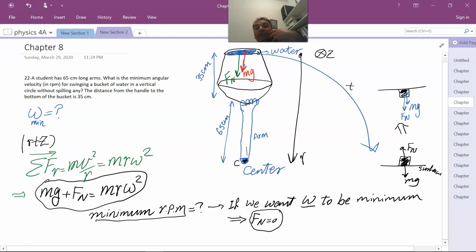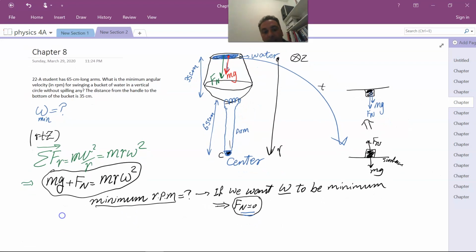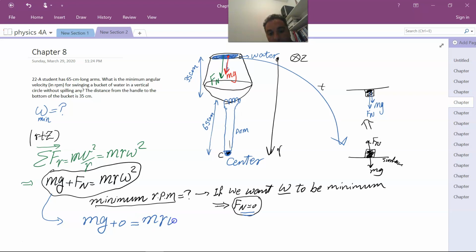So we want to ignore that. We want to delete that force, because Fn pushes the water down. So we don't want to have that. That's why Fn must be 0. When this happens, my equation becomes mg plus 0 equals m r omega square. Therefore, my goal is finding omega. So you see, guys, I'm going to have mg equal to m r omega square.